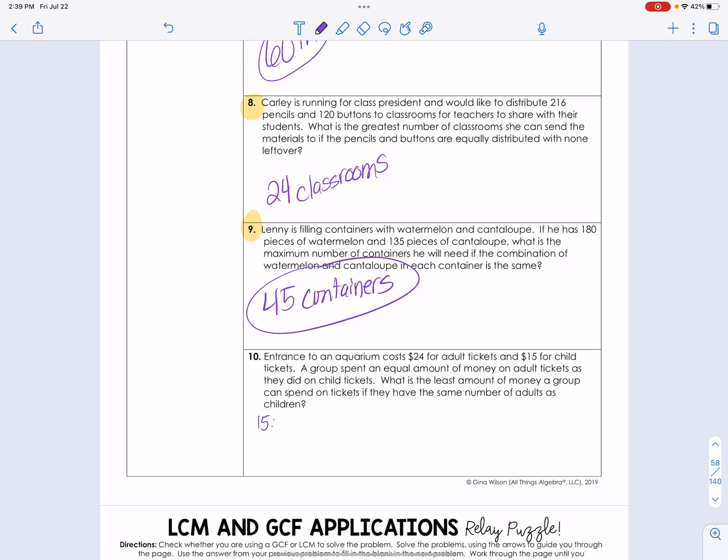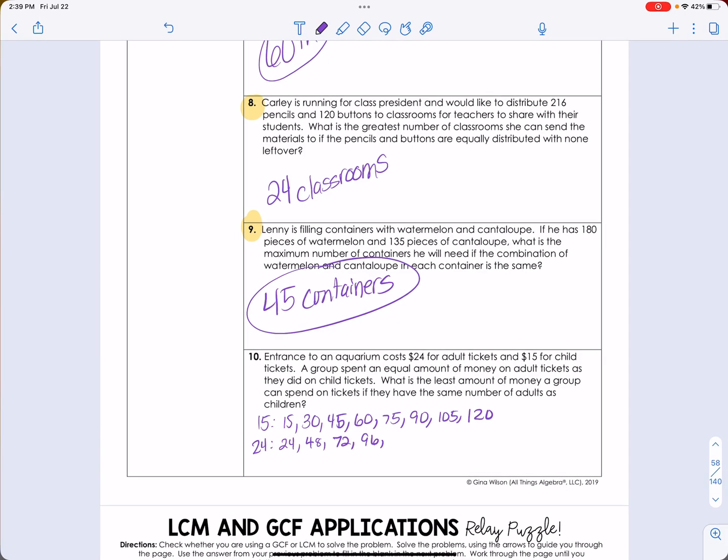So if I do 15, I get 15, 30, 45, 60, 75, 90, 105, 120. And if I do 24, I get 24, 48, 72, 96, 120, right? So isn't the least amount I can spend $120? But this is where this problem's tricky, which is why I wanted to do it together.